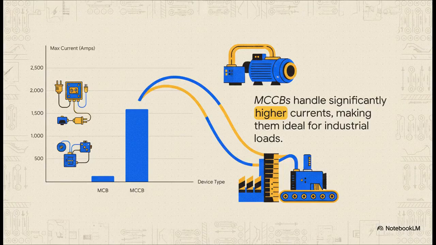And this chart just illustrates that difference in scale perfectly. An MCB typically caps out around 125 amps. An MCCB basically starts there and can go all the way up to 1600 amps, sometimes even higher. We're talking about a completely different weight class here, designed for the biggest electrical loads you can imagine.